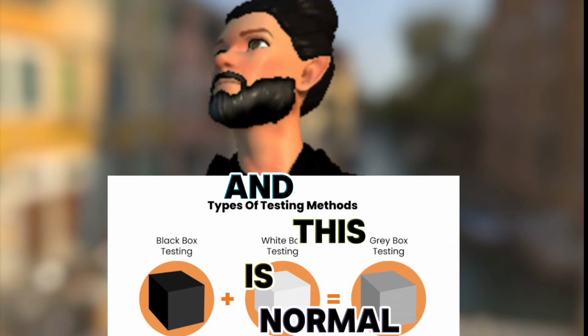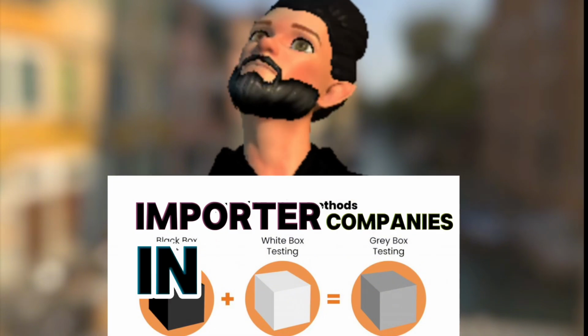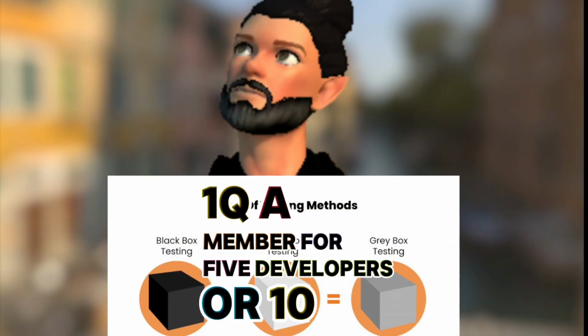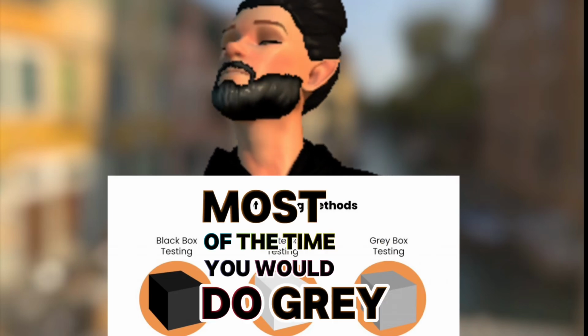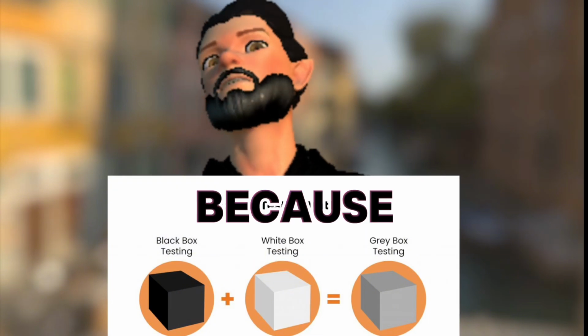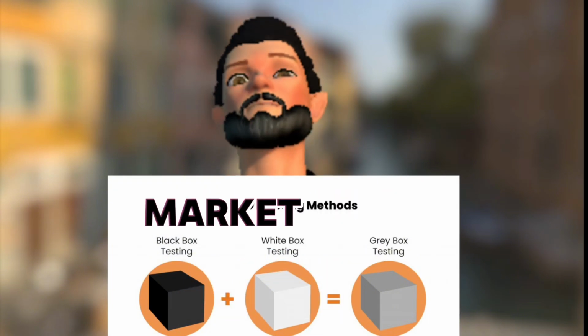And this has been normalized in at least the last 10 years in product companies and smaller companies, with 1 QA member for 5 developers or 10 developers. In those situations, most of the time you would do gray box testing. Why is gray box testing important? Because currently we are looking for fast delivery. We want to release the product to the market as soon as possible.